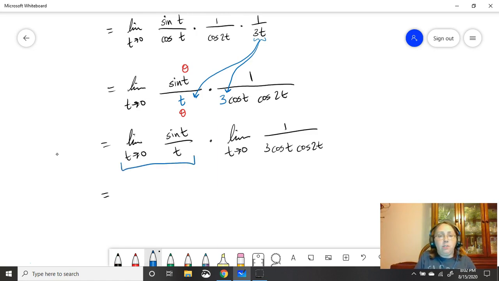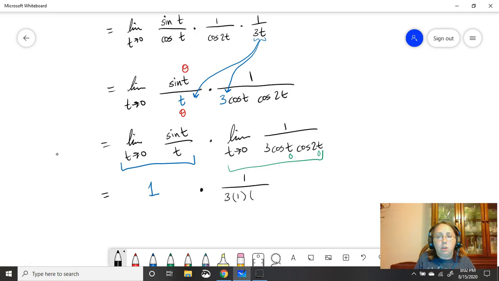All right, so this first limit here is our formula. As t goes to 0, sine of t over t goes to 1 times the second limit. Okay, we got to plug it in and hope it works. If it doesn't, then we need another tool. What is cosine of 0? If t goes to 0, plug in 0 here. If we plug in 0 for each of these t's, what's cosine of 0? Isn't that 1? So this is 1 over a 3.